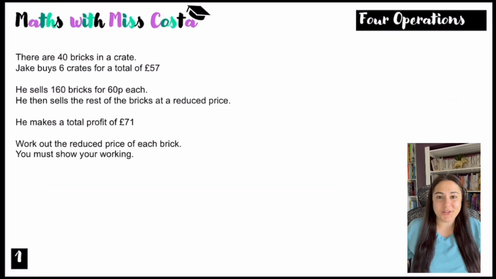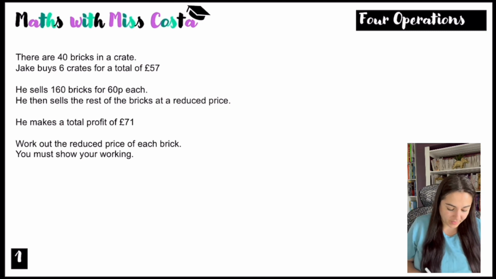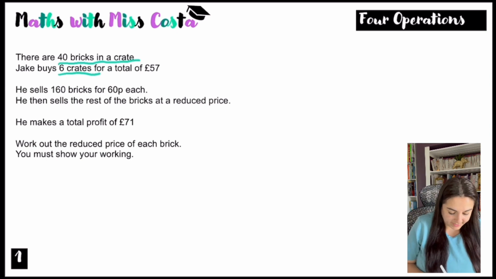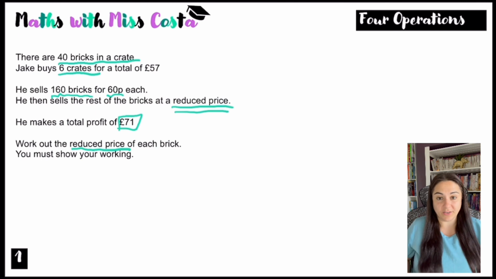So in this question, I am being asked to use the 4 operations with a worded question. So let's have a think and look about what is happening here. I'm told that there are 40 bricks in a crate and that Jake buys 6 crates for a total of £57. He sells 160 of these bricks for 60p each and then sells the rest of them at a reduced price, making a total profit of £71. I need to work out the reduced price of each brick.